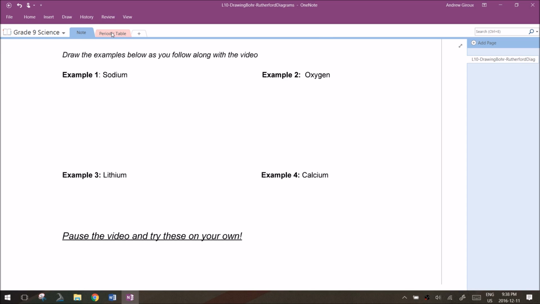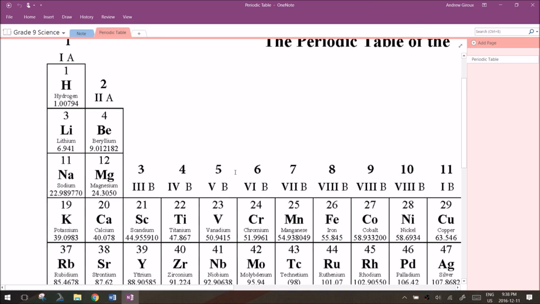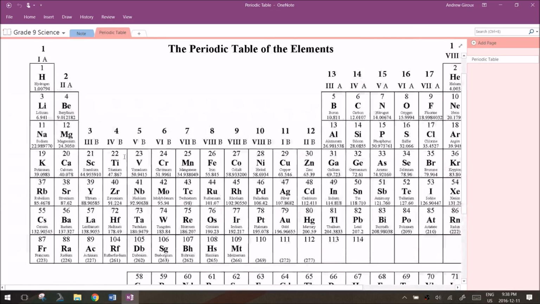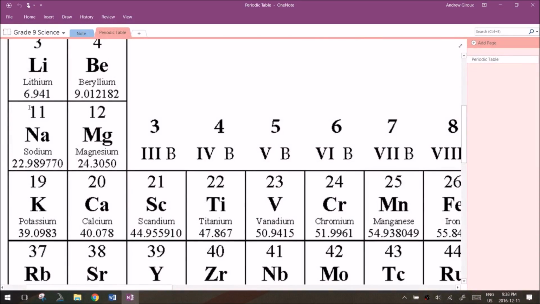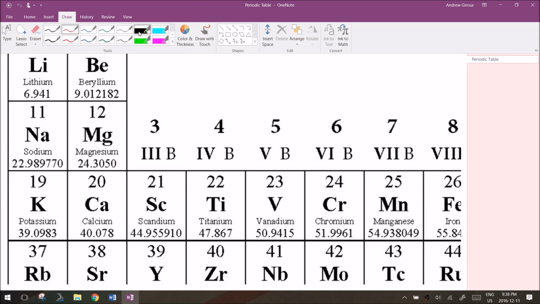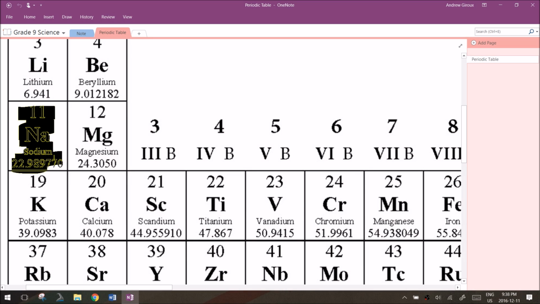So to do that, I need to look at the periodic table and find where sodium would be. If I look here in my periodic table, here it is right here. So if I look at sodium, I can see that it has an atomic number of 11. It has an atomic mass of 22.98. However, we're going to round that to 23. Why 23? Because this is 22.9, so we always have to round up to the next number if this here is higher than 5. So our atomic mass is 23.